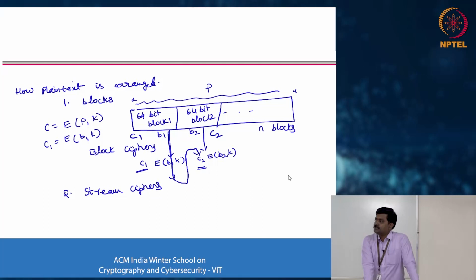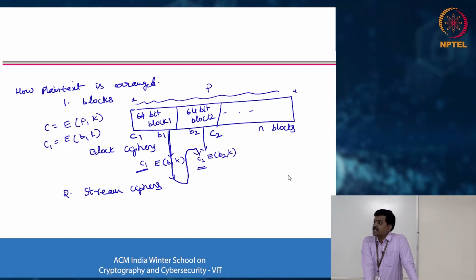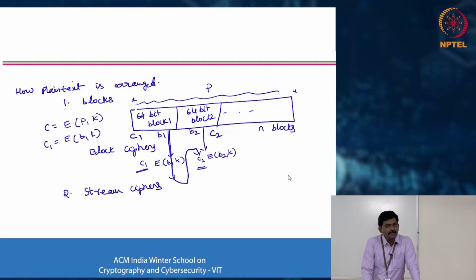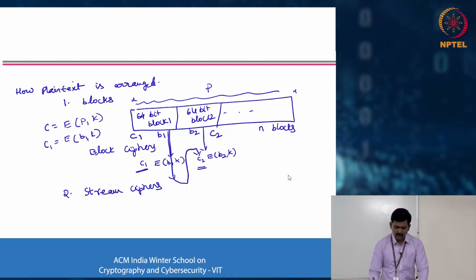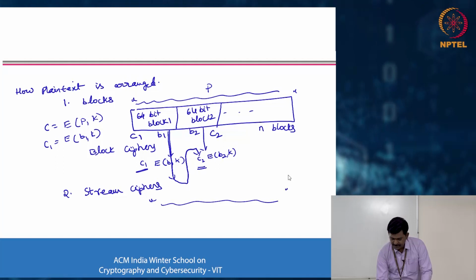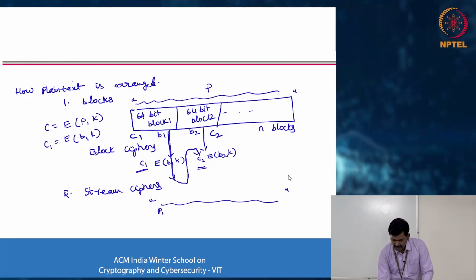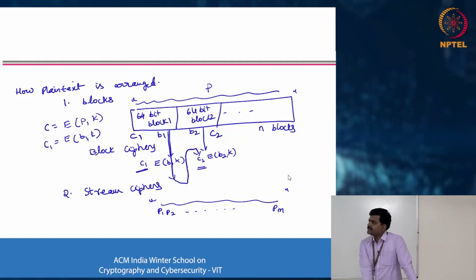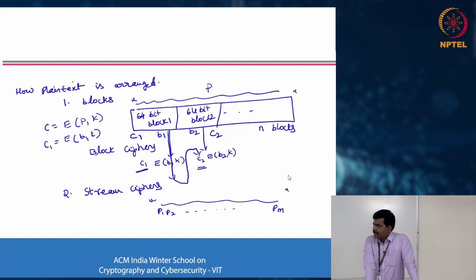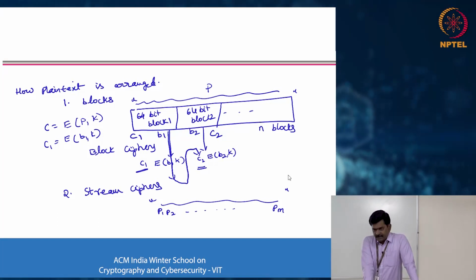What is the input to the algorithm? It is the stream. What do you mean by stream? It is alphabet by alphabet. I don't take blocks. You take the whole plain text. My plain text alphabets are P1, P2, and so on, say PM. These are all the alphabets of my plain text.